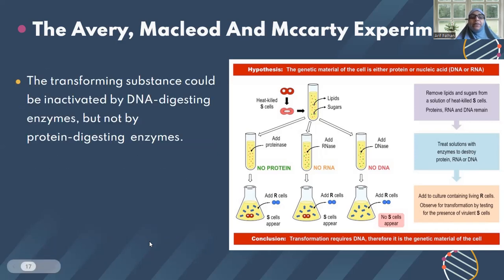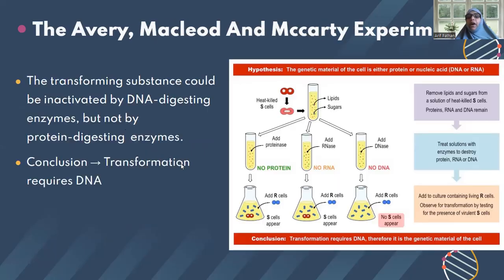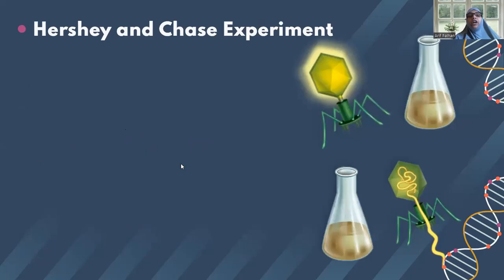So the transforming substance could be inactivated by DNA digesting enzymes, but not by protein digesting enzymes. So here we saw no transformation. This gave us confirmation that DNA is the transforming material, it is the genetic material, and neither protein nor RNA. So transformation requires DNA.